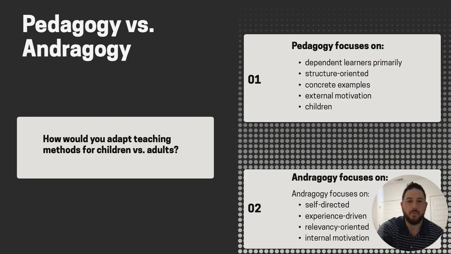But for us, we want to look at next, and it's really important, pedagogy versus andragogy. What are the differences and why are they important? Now, we're not going to dive too deep into this today, but we do want to look at this because it is important. So we ask the question, how would we adapt our teaching methods for children versus adults?